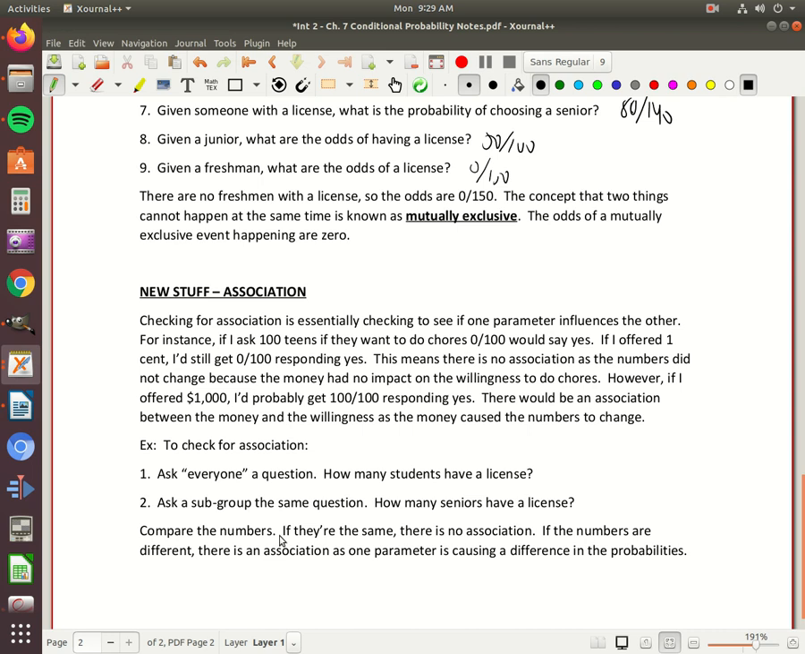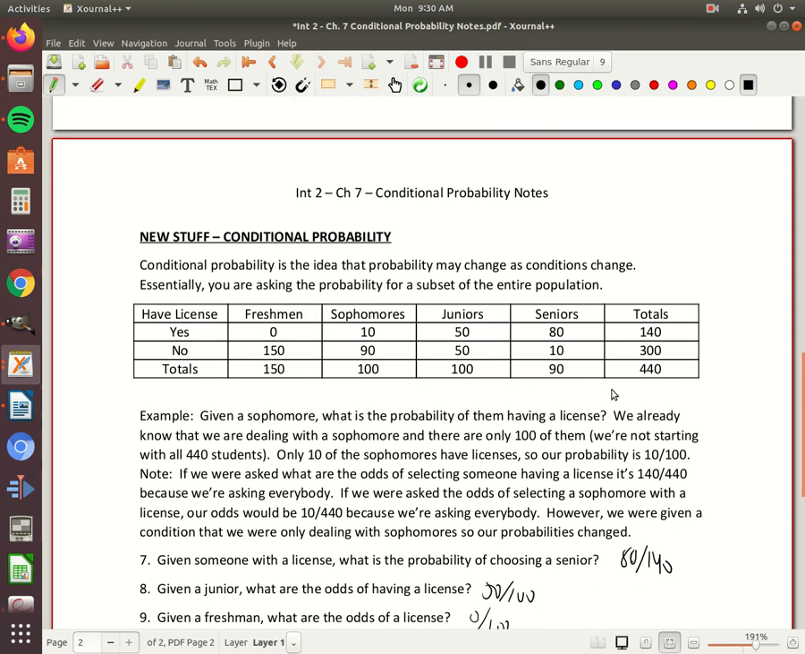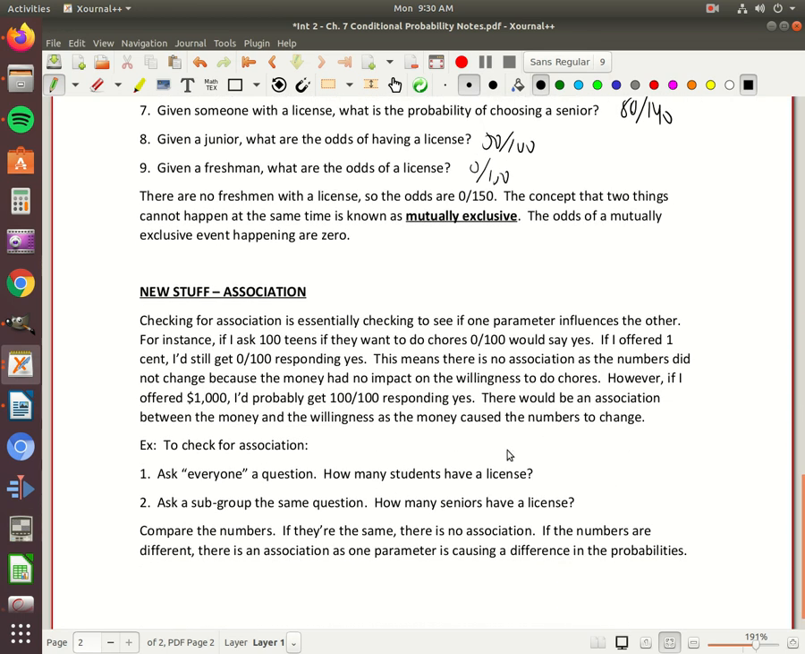So again, and I know we've already talked about this, but you ask everyone a question, how many students have a license? And then you ask the subgroup the same question, how many seniors have a license? So let's try this real quick. Let's ask everyone, do you have a license? Hey, everyone, do you have a license? It looks like 140 out of 440 have a license.